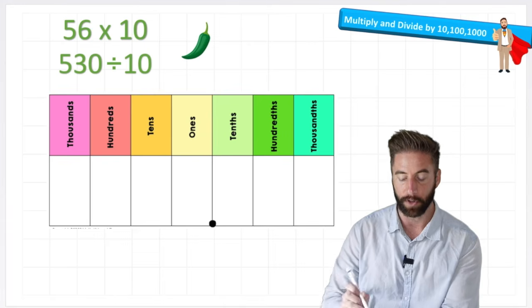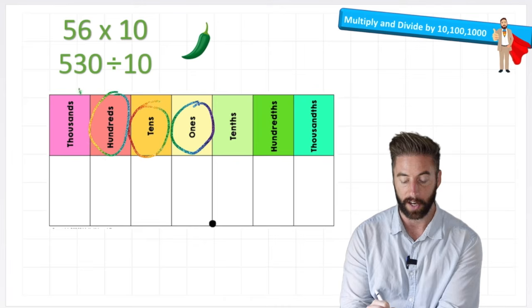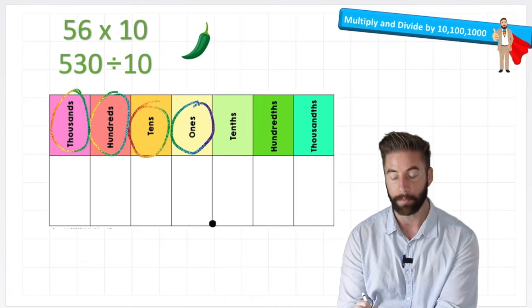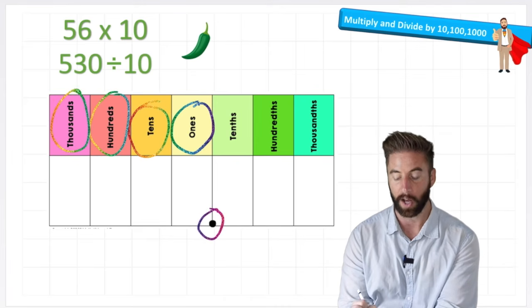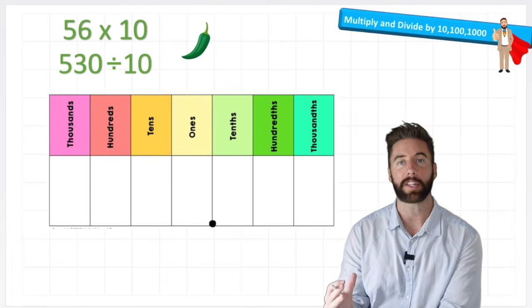I've got one here for us. We can see our ones, our tens, our hundreds and our thousands. We've actually got things below the decimal as well. This is our decimal line, and then we have tenths, 100ths and 1000ths. So how can this help us?